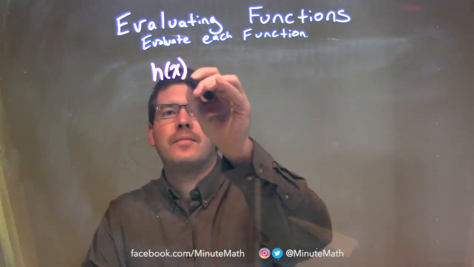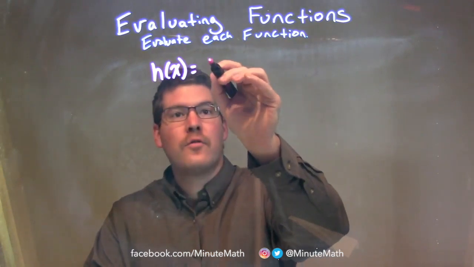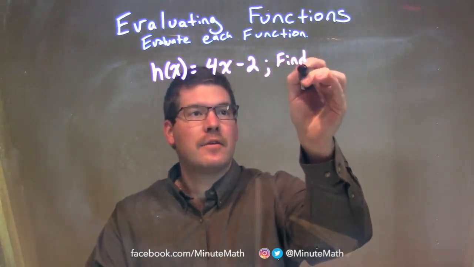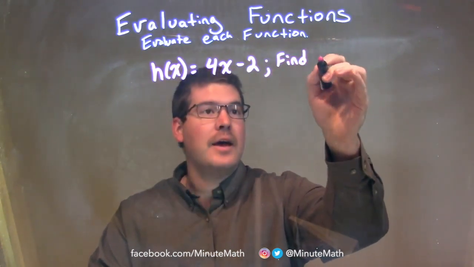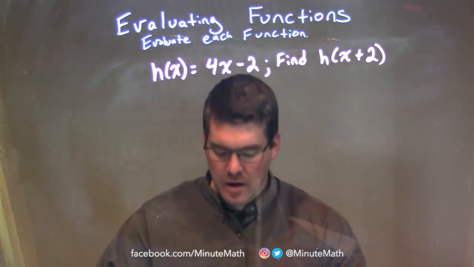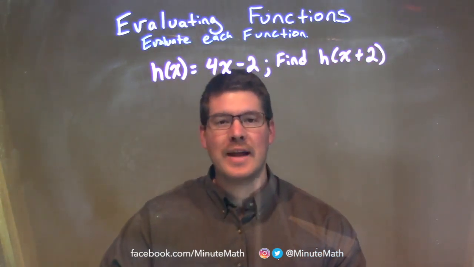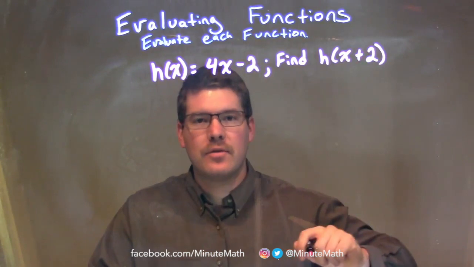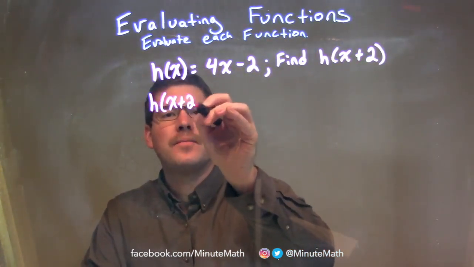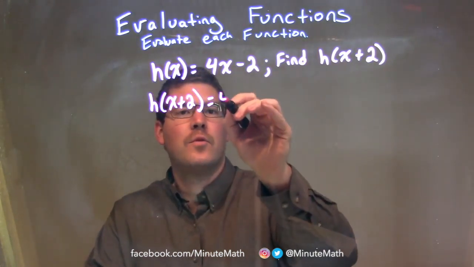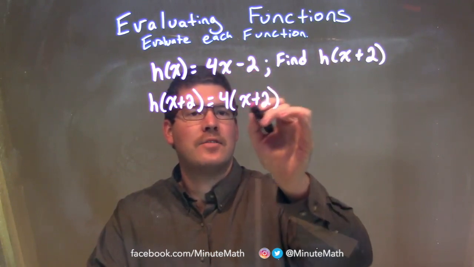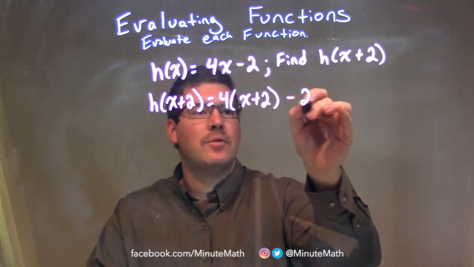H of x is equal to 4x minus 2. And we needed to find h of x plus 2. All right. So what that means is that every single time we see an x, we need to plug in an x plus 2. So we have h now of x plus 2 here. And that's going to be equal to, well, 4 times x plus 2. So we're plugging in for that x plus 2, and then minus 2 on the outside.